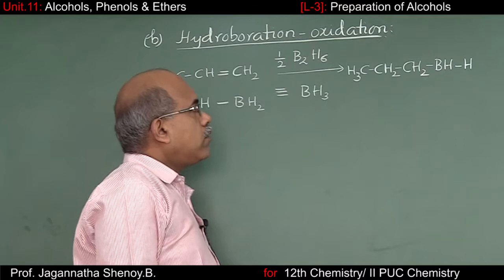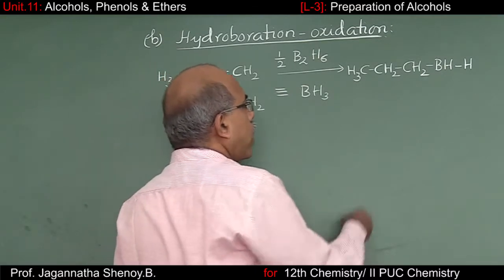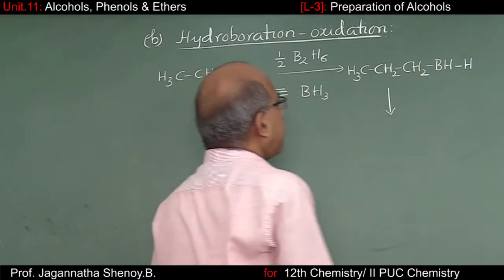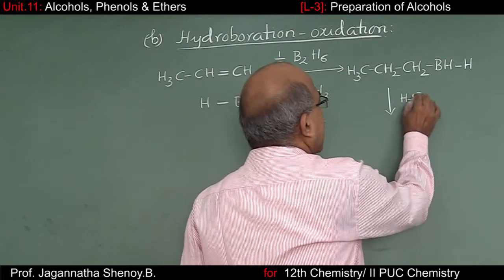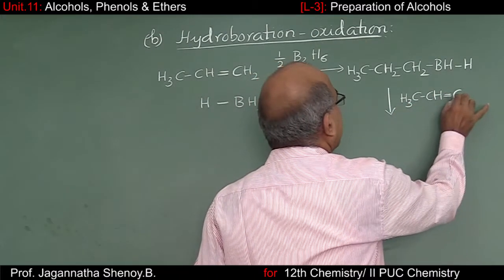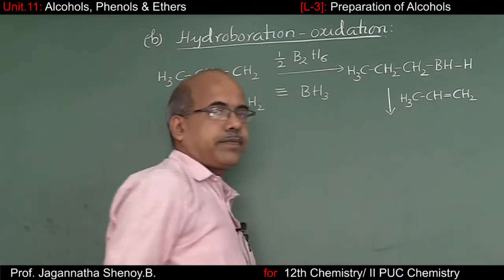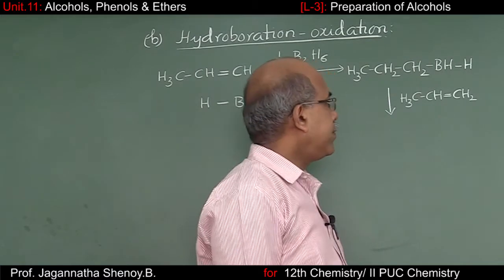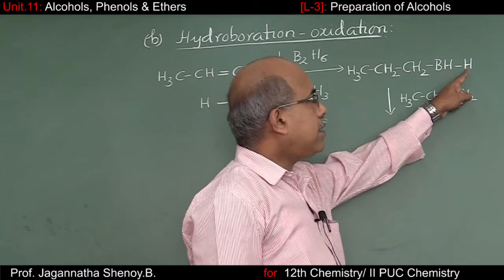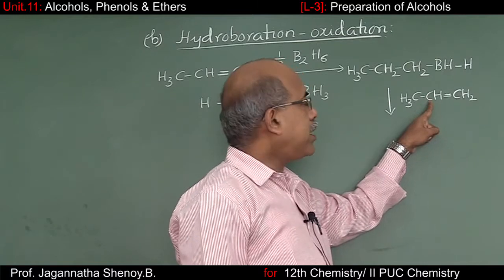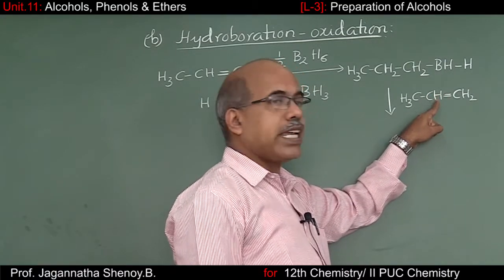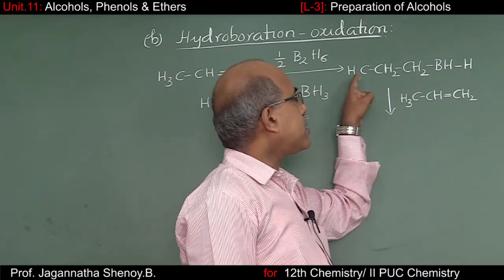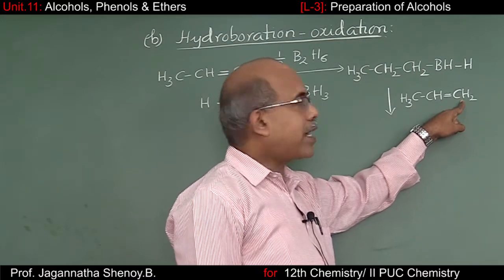Now this molecule again will react with one more molecule of propene. So how to represent that? It is CH3 CH double bond CH2. Here again I can consider as if it's a Markovnikov's addition. So what should happen then? This hydrogen should go to the carbon atom involved in the double bond containing lesser number of hydrogen atoms, and this BHCH2 CH2 CH3 should get attached to the other carbon atom.